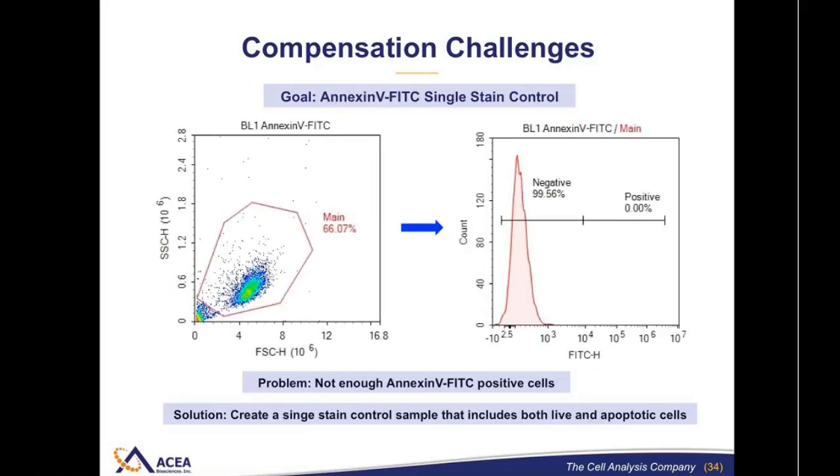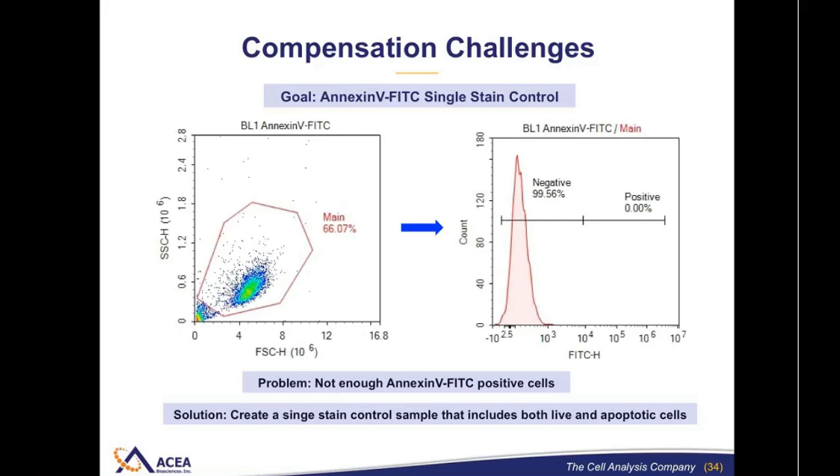This sample is intended as a live apoptotic cell discriminator using Annexin V FITC, which stains apoptotic cells. Unfortunately, this is a very healthy cell sample, so there are no Annexin V FITC positive events. As such, this sample cannot be used to calculate compensation accurately. The solution is to create a new single stain control that contains both apoptotic and live cells, so there would be a well-defined positive and a well-defined negative.